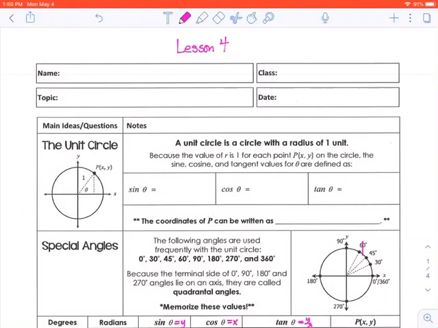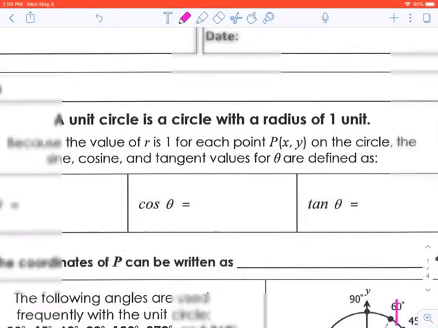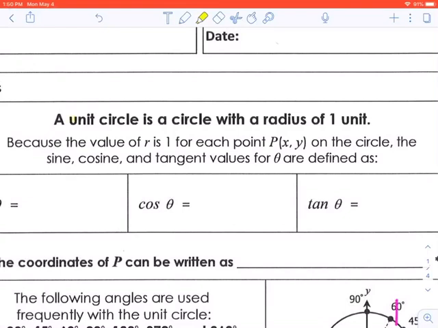You will use what we call the unit circle all the time in the future. So, the unit circle. What is the unit circle? The unit circle is literally just a circle with a radius of 1 unit.